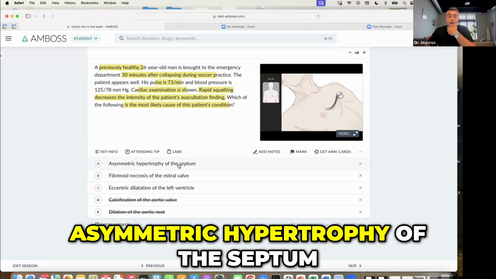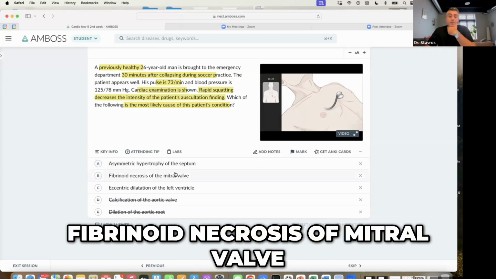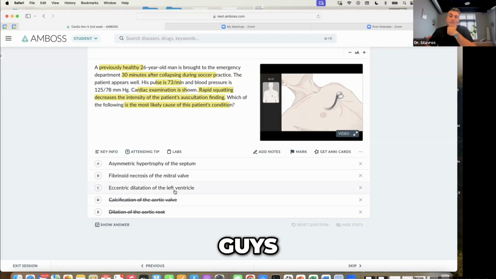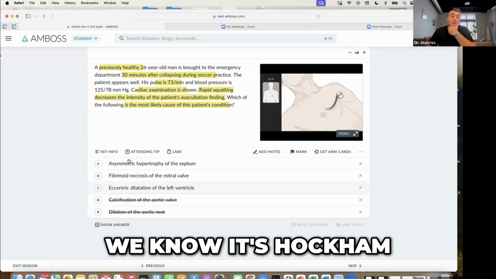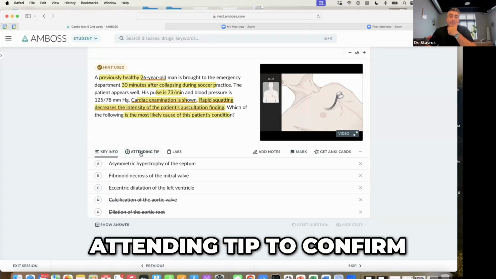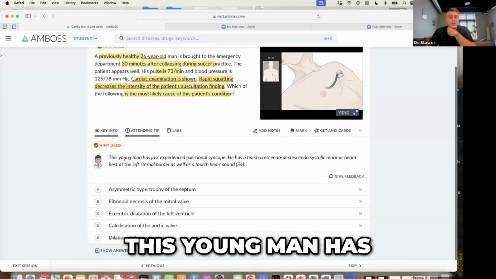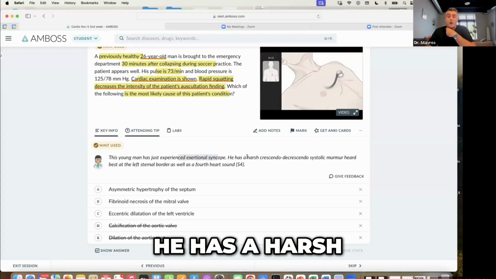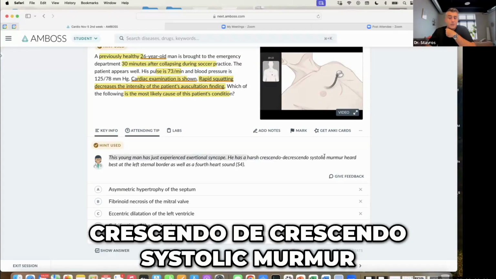Now we have three. Asymmetric hypertrophy of the septum, fibrinoid necrosis of mitral valve, eccentric dilatation of the left ventricle. What's the answer, guys? What do you think the answer is if we know it's HCM? So hit the key info, attending tip to confirm. This young man has just experienced exertional syncope. He has a harsh crescendo-decrescendo systolic murmur.